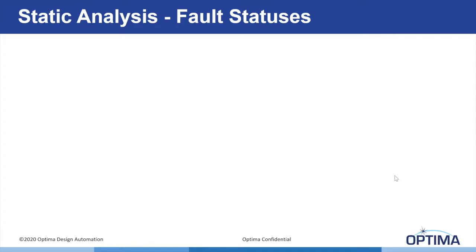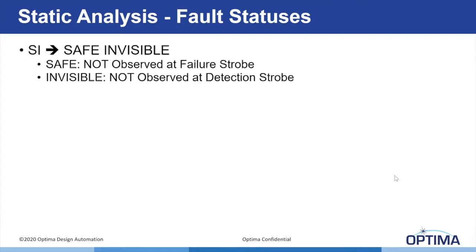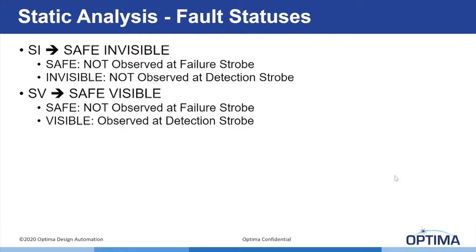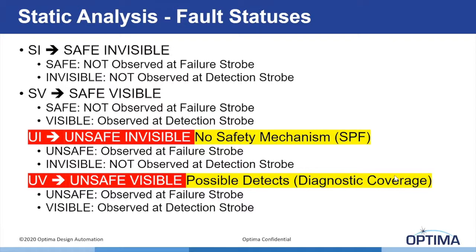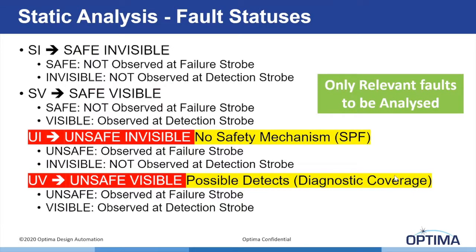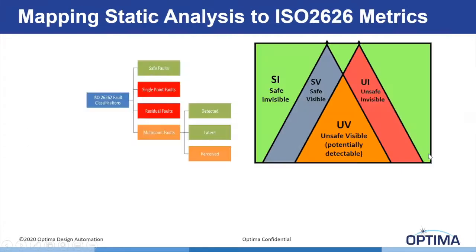So after doing static analysis, what are the fault statuses? SI, safe invisible; SV, safe visible; UI, unsafe invisible; UV, unsafe visible. Only relevant faults are to be analyzed. The relevant faults here are unsafe invisible, which means there is no safety mechanism, so they form single point faults. Unsafe visible, these are all possible detects, and these are the diagnostic coverage. So you have not yet simulated but detected as possible, so you can consider them as diagnostic coverage as well.